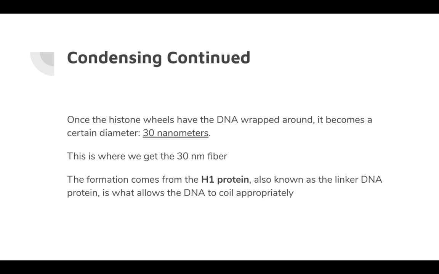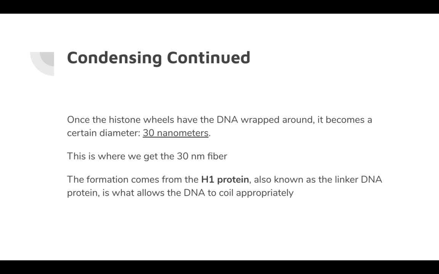That's a lot of words, so we're just going to jump into a little bit more detail, but a lot more slowly. Once these histone wheels have the DNA wrapped, it's going to become a certain uniform shape, and that shape will take a certain diameter, and that diameter is 30 nanometers.